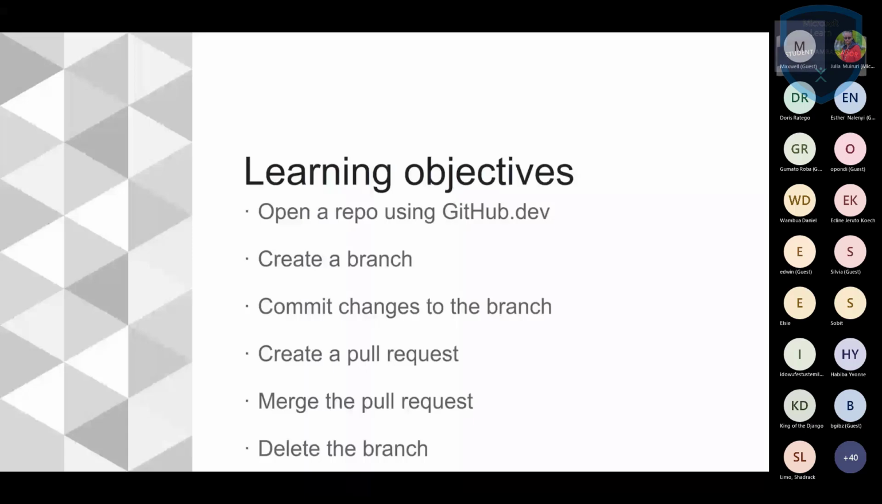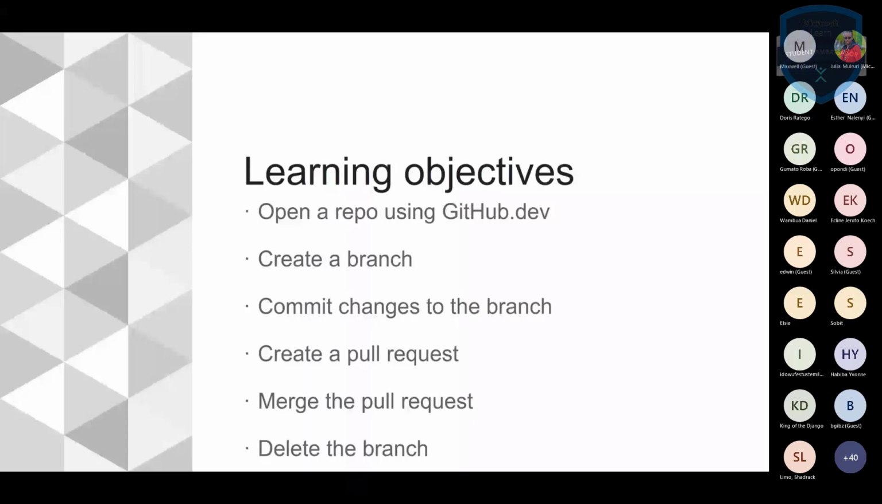I'll try to make it as quick as possible so that we can go ahead and do a demo to actually know that you are able to do this. You're going to learn how to open a repo using github.dev, create a branch, commit changes to the branch, create a pull request, merge the pull request, and delete the branch. This is what you will do on a daily basis when you are collaborating with other developers in a project.